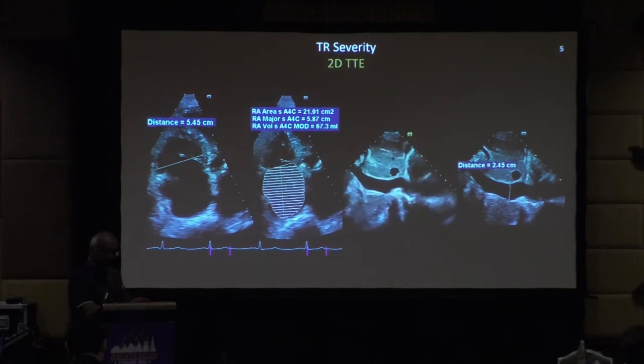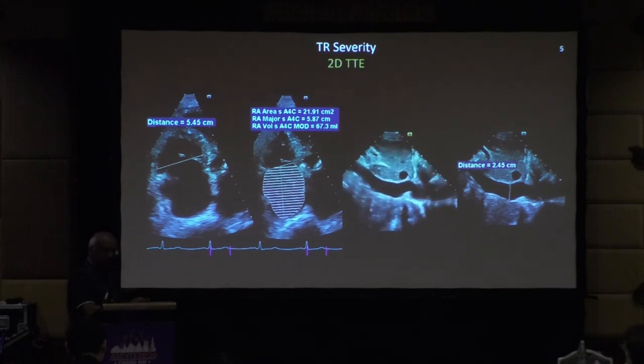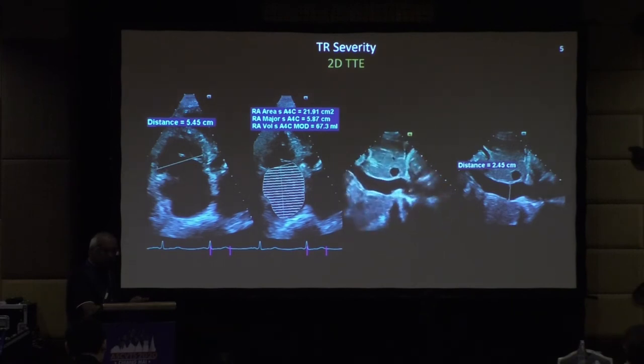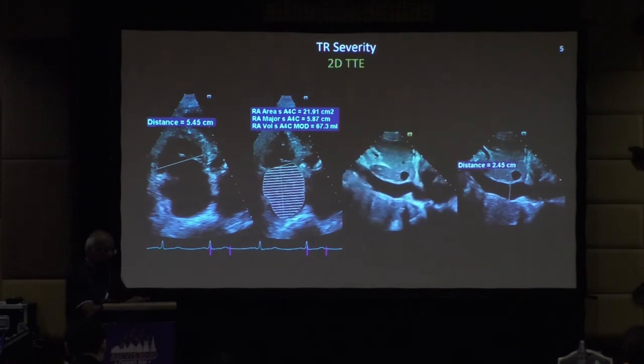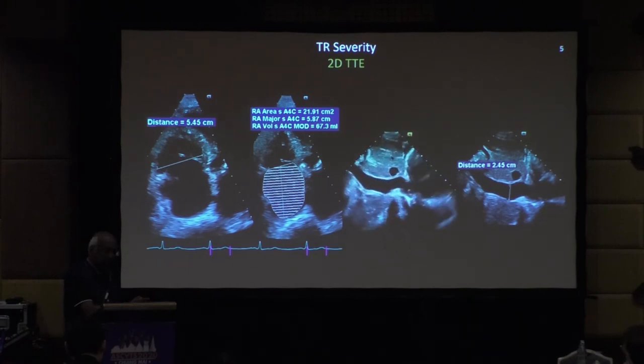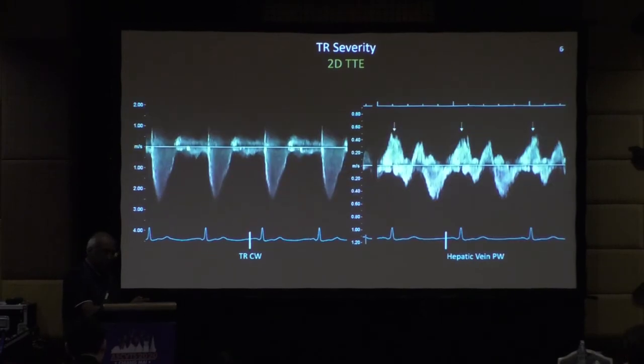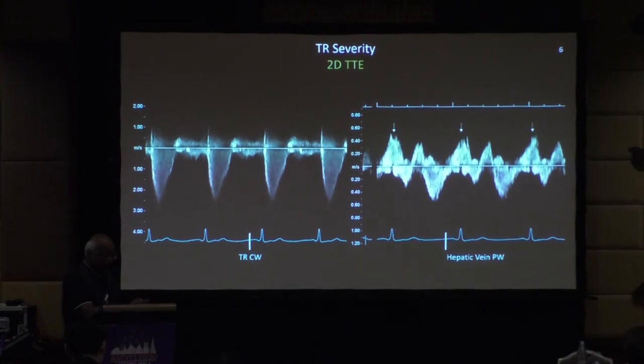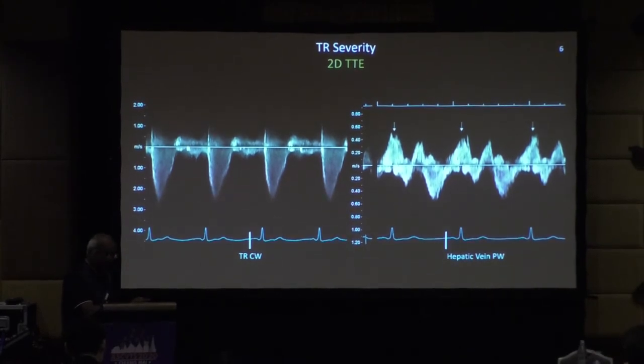A dilated right ventricle, a dilated right atrium, unexplained by other reasons, is indicative of volume overload. IVC size is a very reliable sign of significant TR, and whether or not it collapses, a dilated IVC per se in the TR setting tells you there is significant volume overload. We still use the intensity of the Doppler as long as you've aligned it well as a good semi-quantitative index of severity of TR.